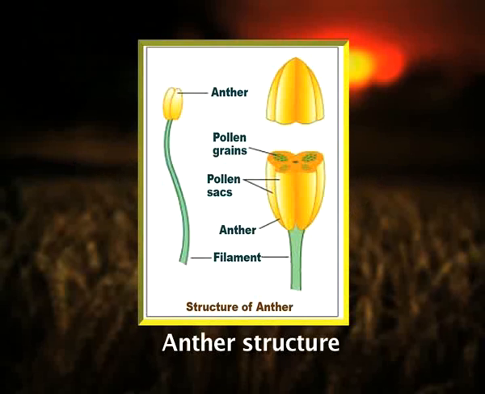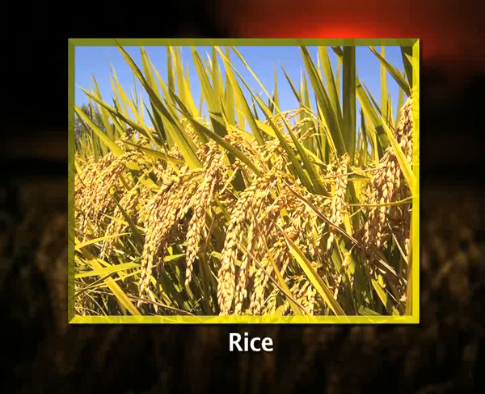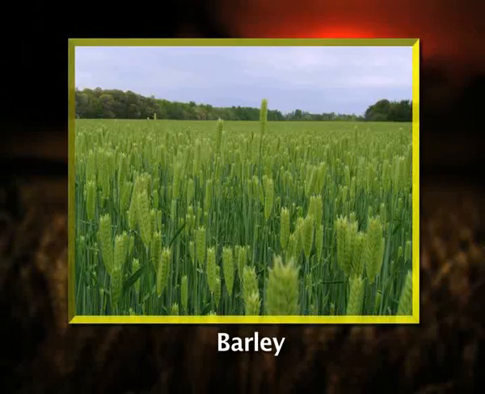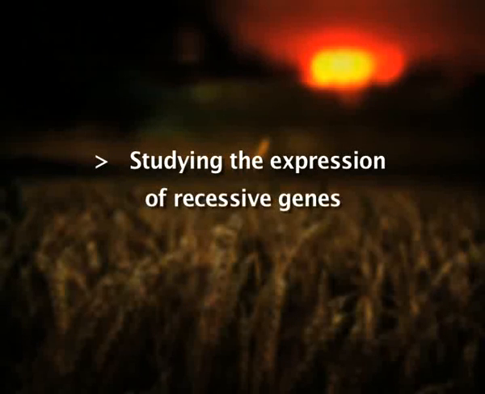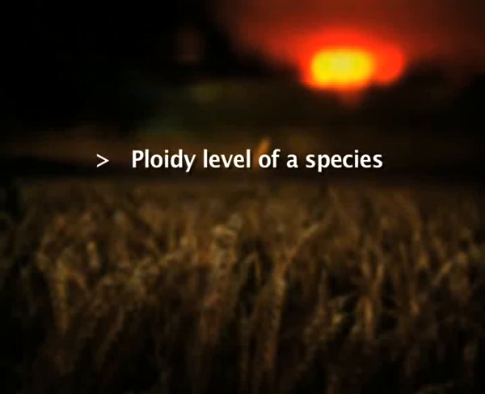Anther or pollen culture technique has been used for the production of haploid plants in several crops like rice, wheat, barley, etc. These haploid plants are of considerable significance in basic and applied research. For example, haploid plants can be used for studying the expression of recessive genes, isolation of mutants, and for determining the basic chromosome number and ploidy level of a species, etc.